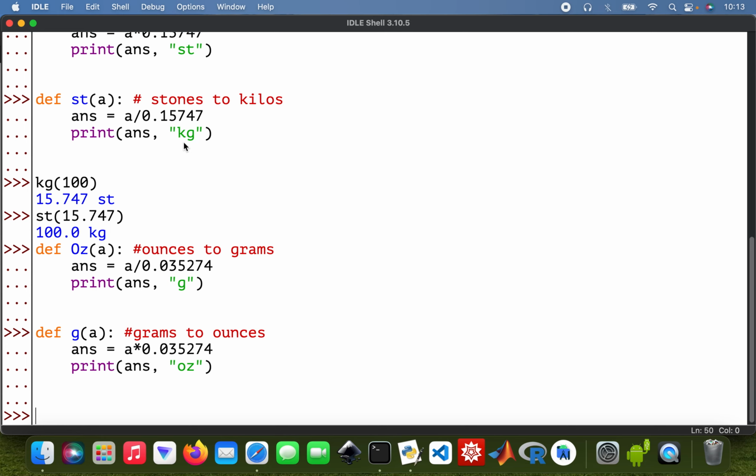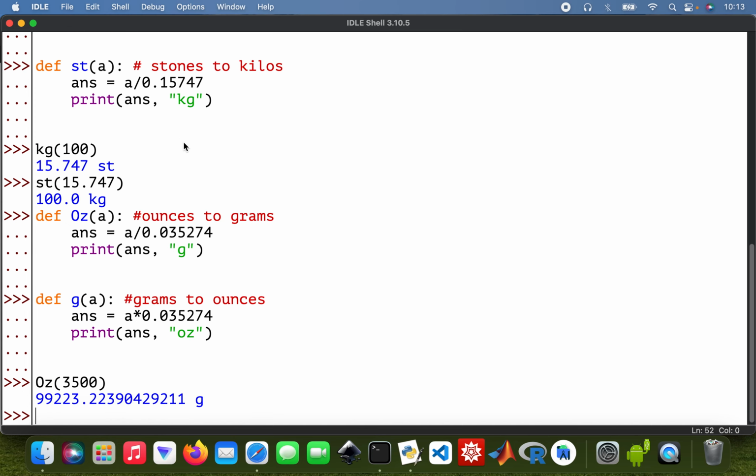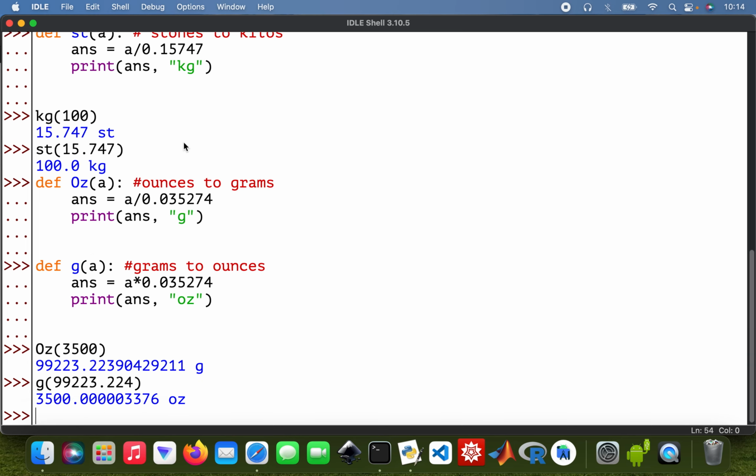Right. So let's do a conversion. Say 3,500 ounces. Wow, that's big. And then do the other way around. So grams. So 99223.2 to 3.22. I'll just round it up to 4. There you go. Right. So yes, that's another one.